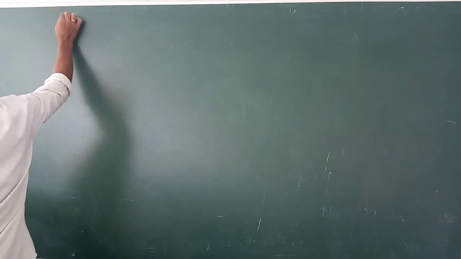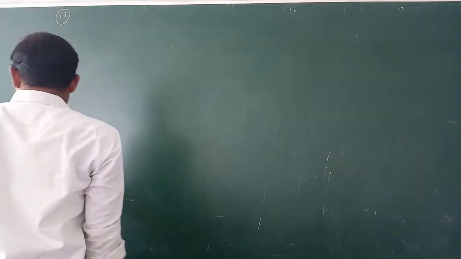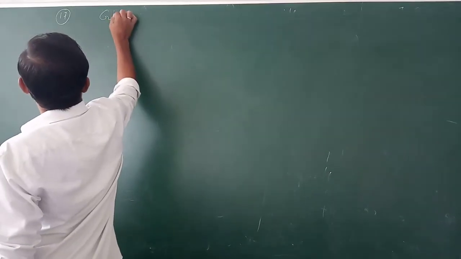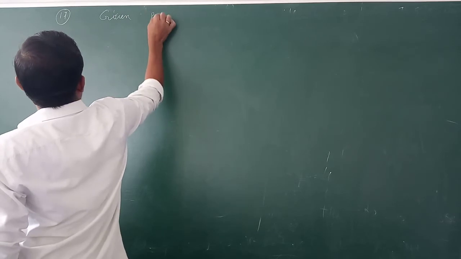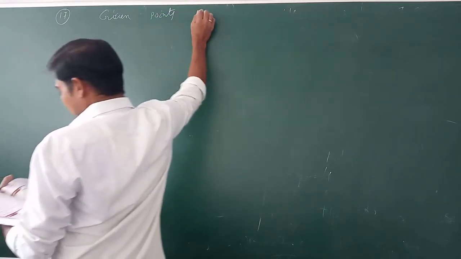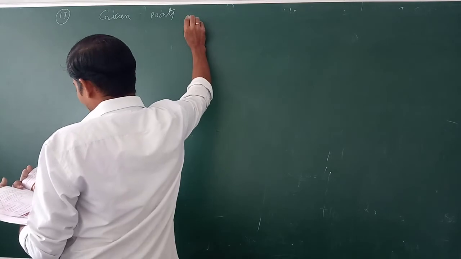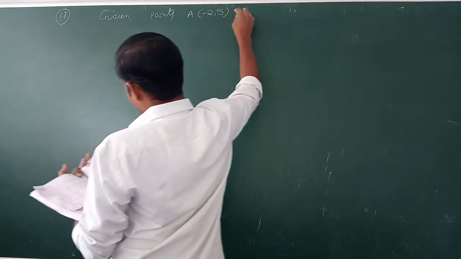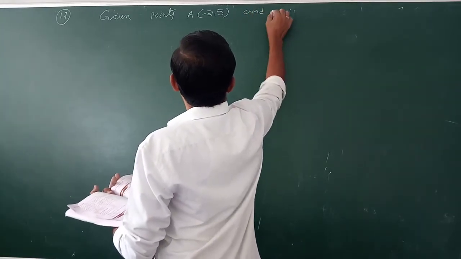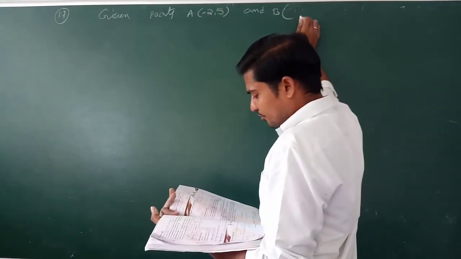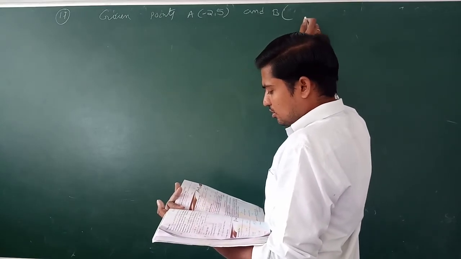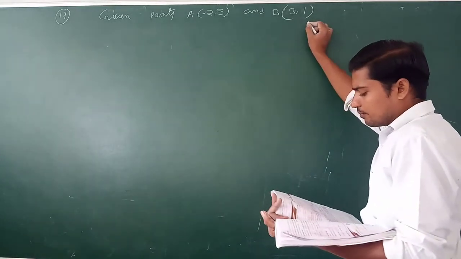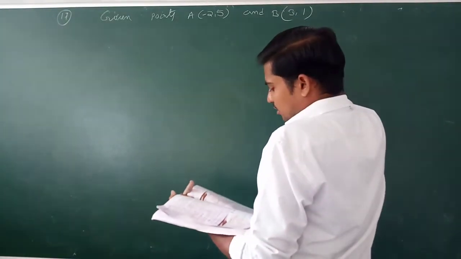The 17th one. Line segment, given points. What are the given points here? A is minus 2 comma 5, and B is 3 comma 1. So A is minus 2 comma 5 and B is 3 comma 1, such that the given condition holds.